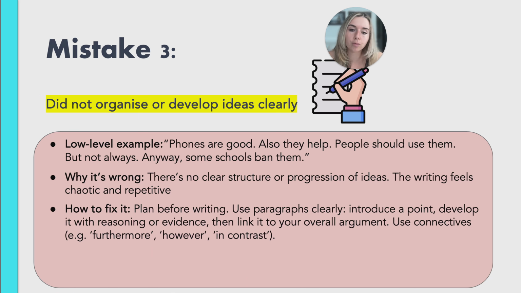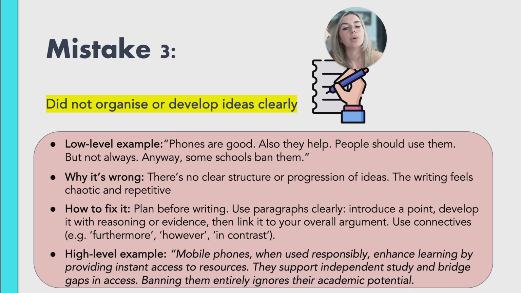So how to fix it? You want to just plan before you write. Use paragraphs to clearly introduce a point, develop it with reasoning or evidence, then link it to your overall argument. Using connectives like furthermore, however, in contrast. So kind of when you want to give your point, you want to give your reasoning or your evidence, and then you want to link it back to the argument. Are you for or against the thing?